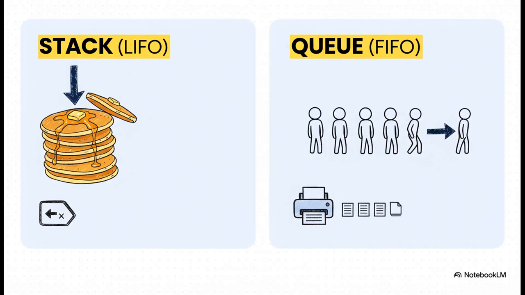So let's just put them side by side to make it super clear. A stack is LIFO, last in, first out, like a stack of plates. It's perfect for things that need reversing, like an undo feature. A queue is FIFO, first in, first out, like a ticket line. It's perfect for handling tasks in an orderly way like printer jobs.